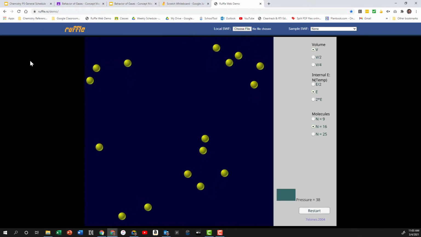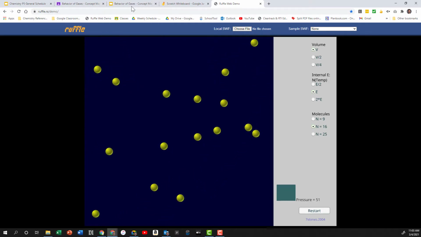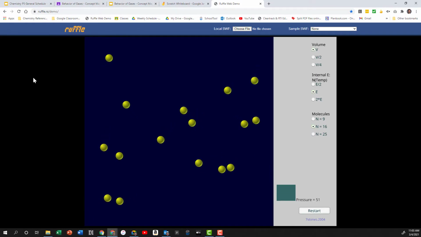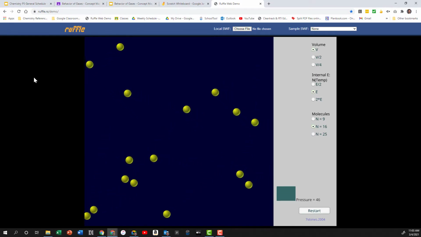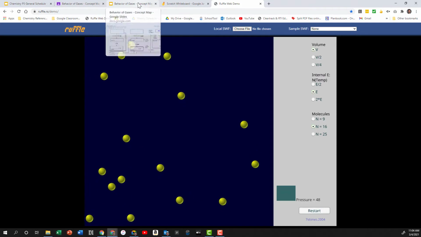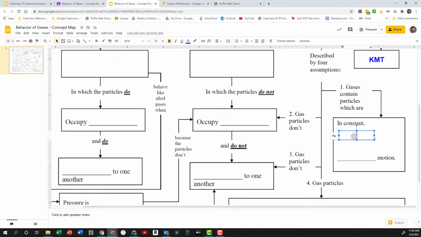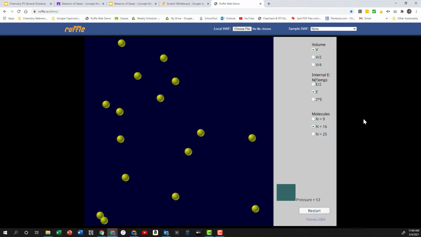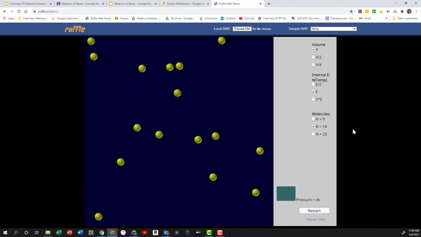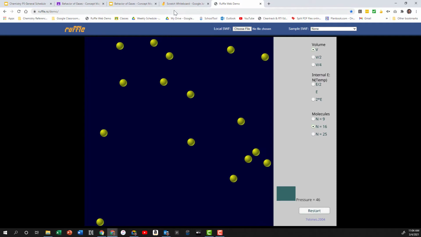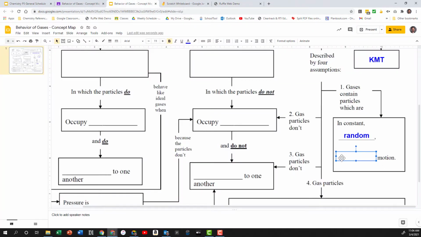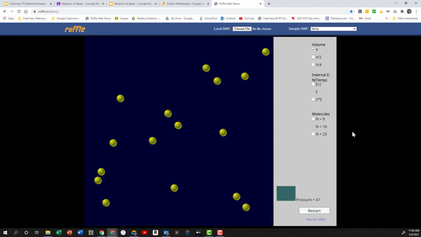So what ways are these particles moving? Each particle is moving how? It's moving around. So we might say that that would be kind of like a random, right? Constant random. But they're also moving in a particular manner. Are they moving in circles? No, they're moving in a straight line. So again, we will write that too. Straight line motion. They're in random straight line motion. So that's the first assumption of the kinetic molecular theory.